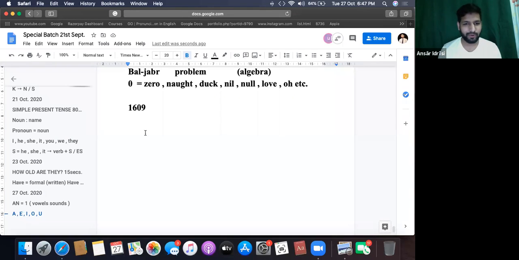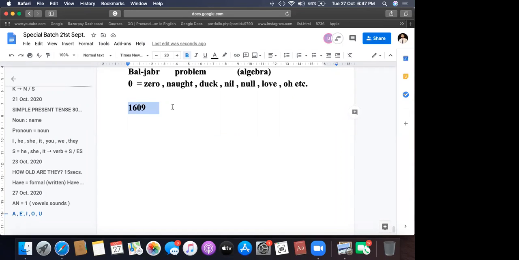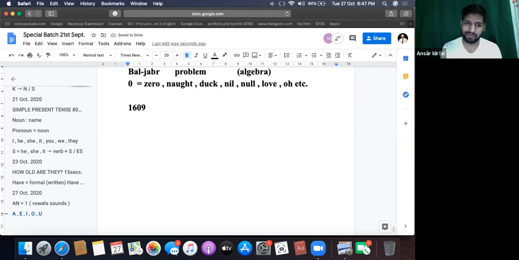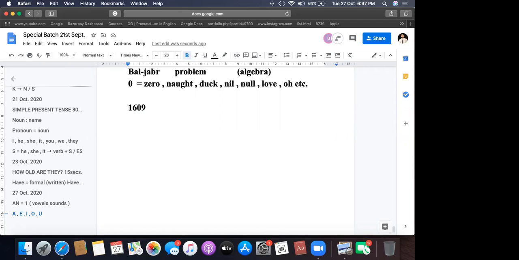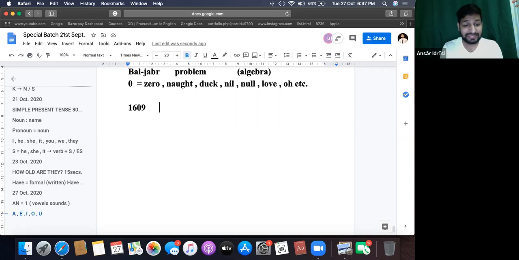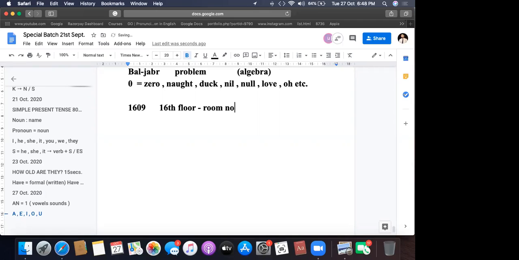What is this room number? Who can tell me this? 1609. ये रूम बिल्डिंग में कहाँ पे रहेगा होटल में? 16th floor, sir. 9th room. Correct. Exactly. 16th floor. Room number 9.